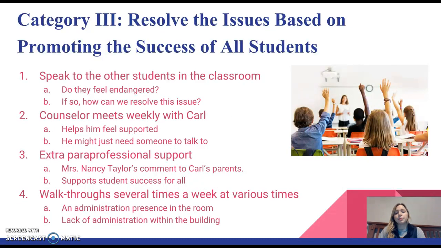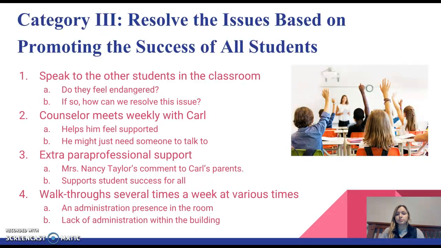Resolving the issues based on promoting the success of all students. Number 1, I would speak to the other students in the class. I would like to know if they feel endangered by Carl's behavior. Do they notice his behavior a lot? Are they going home and telling their parents about Carl? And are their parents worried about their safety? That is a big issue if they are going home and telling their parents about this student. And if so, how can we resolve this issue?